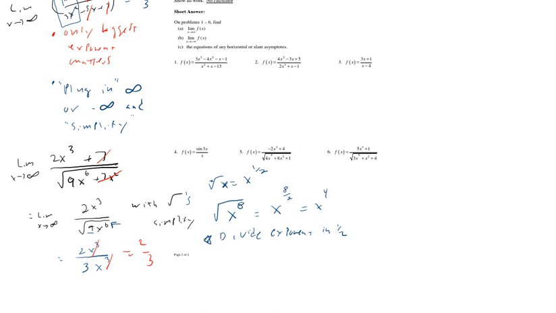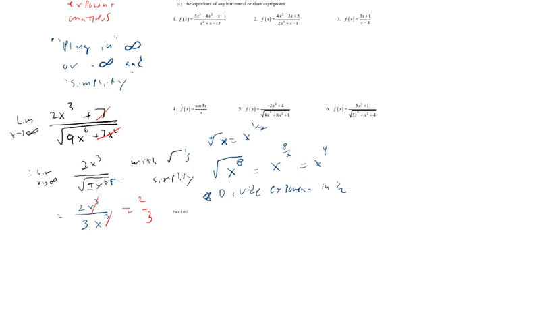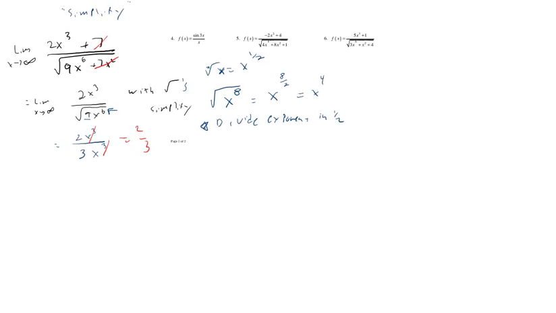One more step that's important to know, let me bring this down a little bit more, is what if I have the limit as x approaches infinity of something like sine of x? How does this work? Remember, the graph of sine is like this.